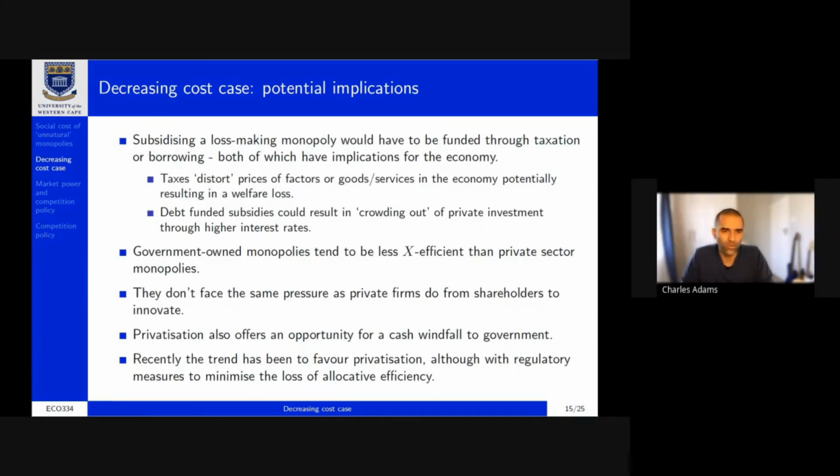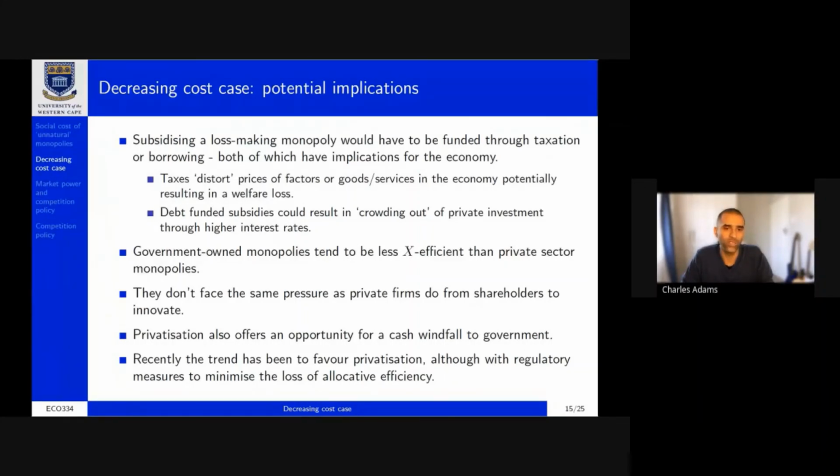One argument that is always made is that taxes distort prices of factors and goods and services, which in and of itself results in a welfare loss. And we will talk about excess burdens imposed by taxes and so on later on. On the other hand, if government raises taxes in the economy, this will have knock-on effects in other markets, which also result in welfare losses. One has to weigh the losses elsewhere with the benefits of raising production in this particular market.